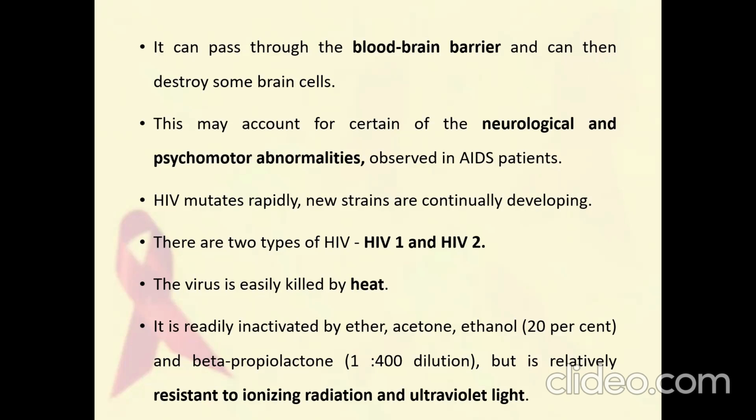So the HIV virus can pass through the blood-brain barrier and then it can destroy some brain cells. So this accounts for certain neurological and psychomotor abnormalities. As it is a virus, it mutates rapidly and new strains are continuously developing. There are 2 types of HIV, HIV-1 and HIV-2. The virus is easily killed by heat. It is readily inactivated by ether, acetone, ethanol, and beta-propiolactone. But it is resistant to ionizing radiation and ultraviolet light.